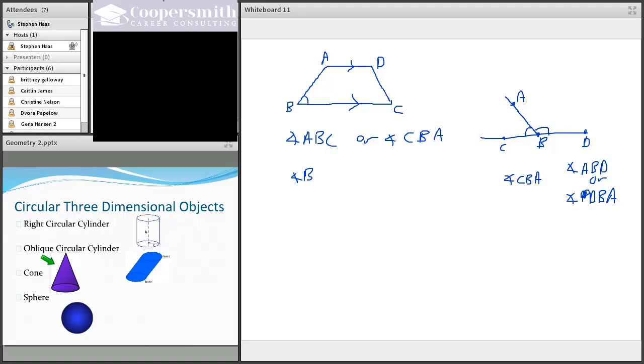And then finally we've got the sphere, and the sphere is a ball. A sphere is not a circle. Do you ever say, throw me the circle? Probably not. I mean, you might, but that would not be appropriate. It would be throw me the sphere.